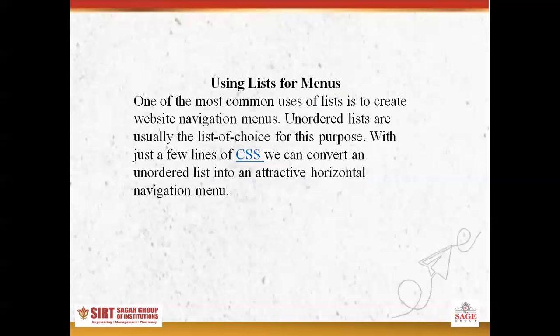Next is menus of list. Basically, this type of list you are going to see in your web pages, such as restaurant menus, where you have different kinds of menus. In this particular menu you have different choices of items. So with CSS, in a few lines you can convert any ordered list into a very attractive list and navigation menus.